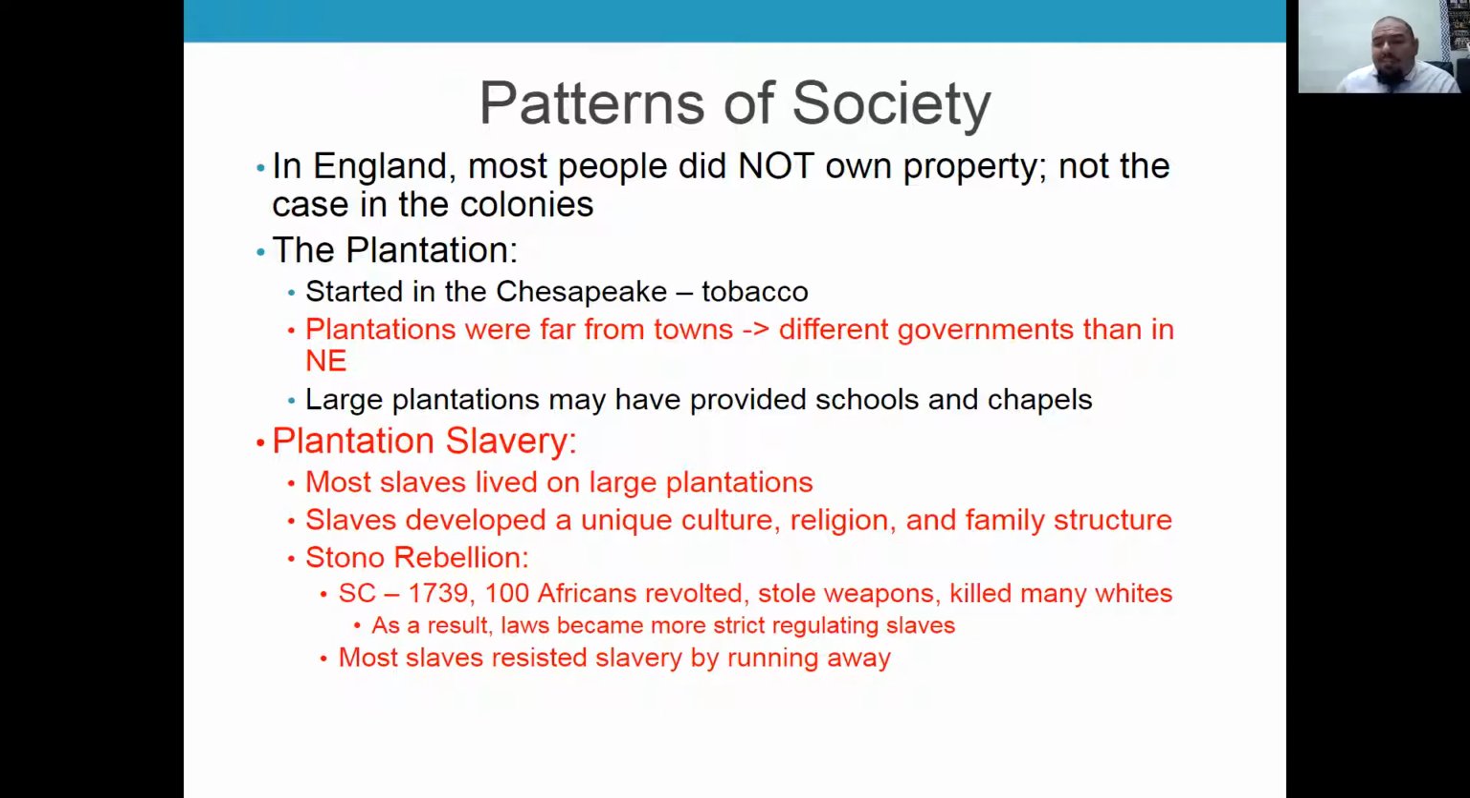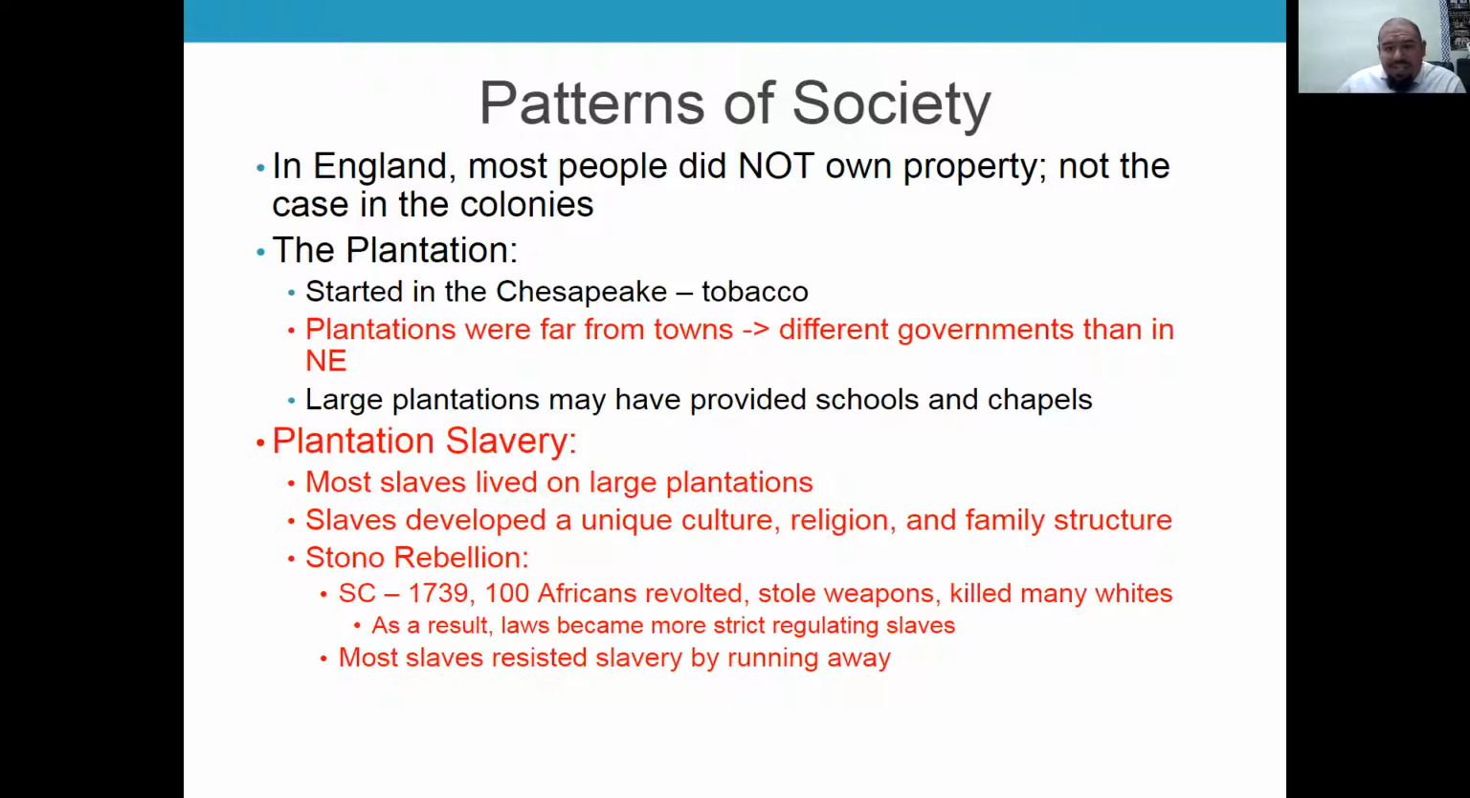Even large plantations may have provided schools and chapels because they're so far away from the town. In New England, the town was heavily involved, and, the city upon a hill in Massachusetts Bay, you got the church in the center of the town. Not so much here, right? Not so much in the South. And plantation slavery is the biggest example of it.